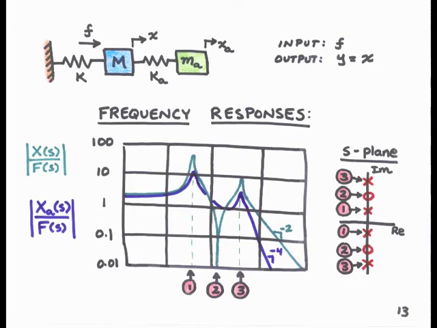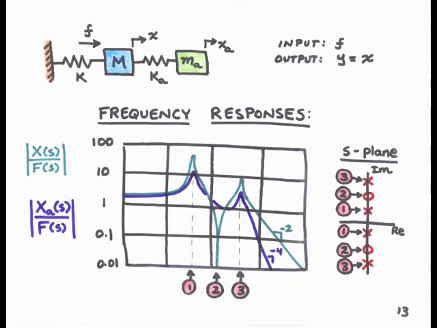These poles are represented in the complex plane diagram shown in the lower right, and they're labeled 1 and 3. Of course, these come as complex conjugates, so we get poles on both the positive and negative imaginary axis. These poles are represented in the frequency response by the peaks in the magnitude, and you see peaks at the same frequencies in both transfer functions. The transfer function between F and x is in light blue, and the transfer function between F and x_a is in darker blue.